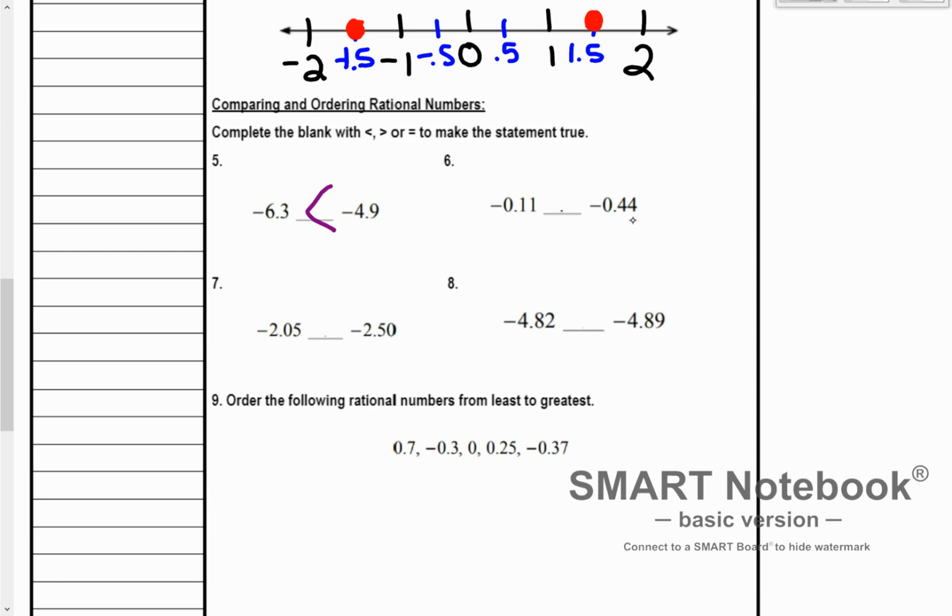Same thing here. 0.44 is larger when it's positive than 0.11. So it would open up towards the 0.44, but that's if it was positive. Since it's negative, it's going to be the opposite. Negative 0.11 is less negative than negative 0.44.